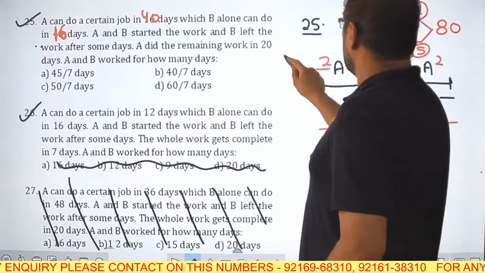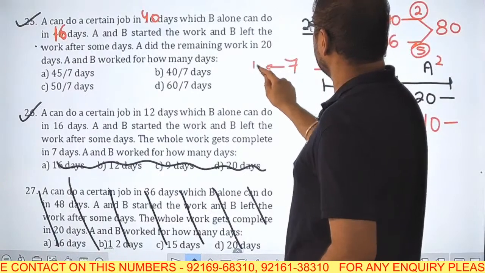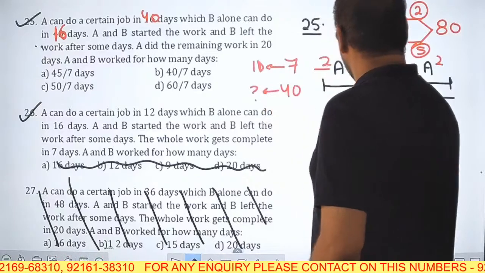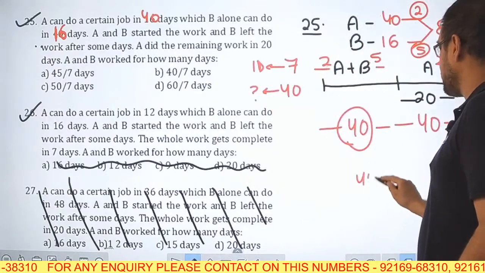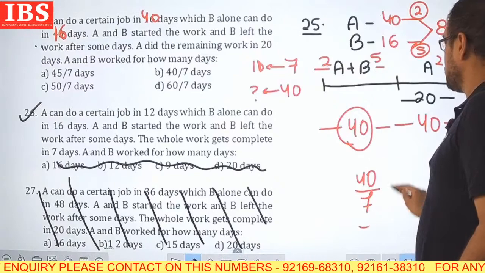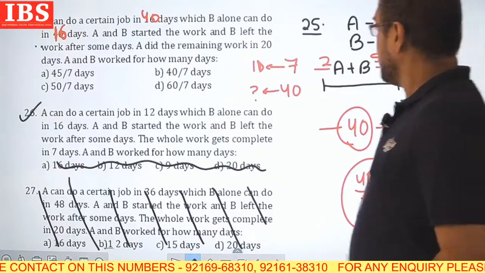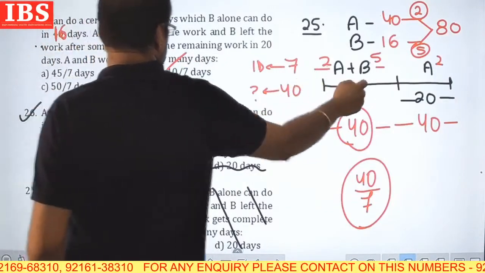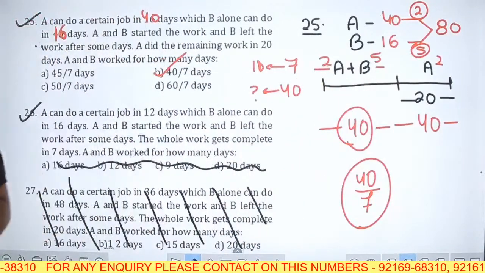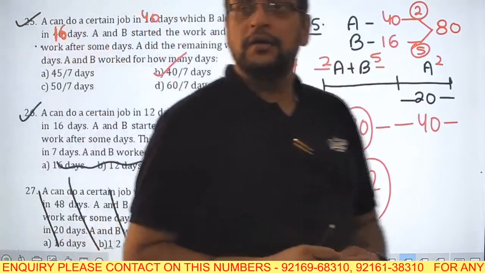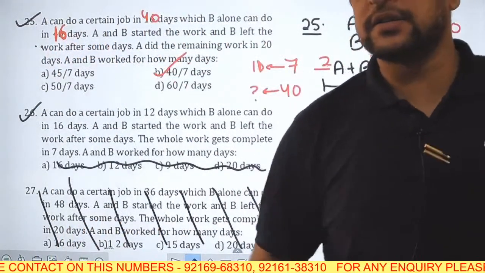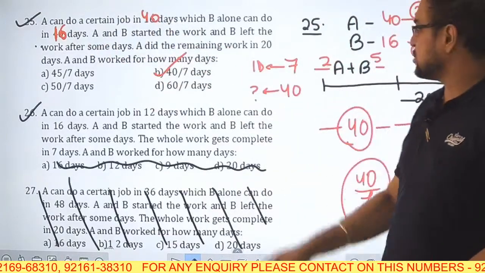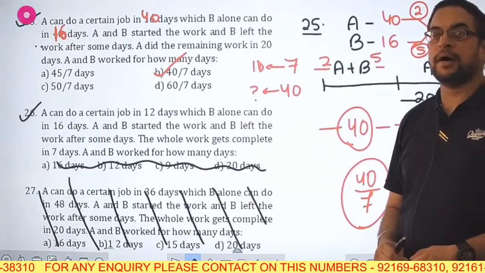So they do 7 work in 1 day. So 40 work will be in how many days? The work given to them is 40 and their total efficiency is 7. So they will take 40 by 7 days to complete the remaining work. A and B worked for 40 by 7 days, which is the right answer in this case. A is 40 and B is 16. So in this manner, the answer will be 40 by 7 days.